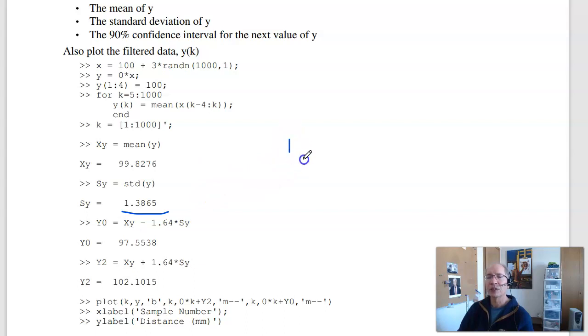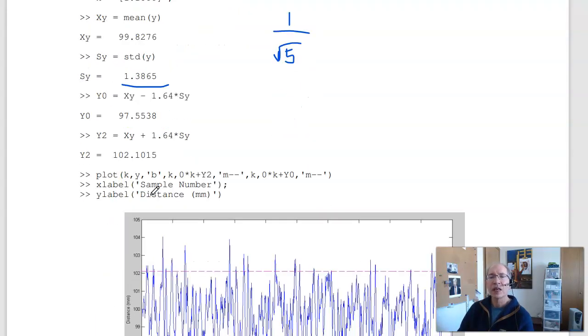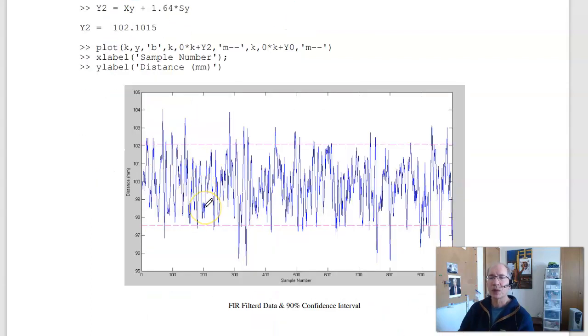And what it should do is when I take the average, it should drop by 1 over square root of 5. So take 3, divide by square root of 5, that's roughly 1.38, which checks out. If I then plot the data, or I want to find the 90% confidence interval, the next filtered measurement should be the mean plus or minus 1.64 standard deviations, should be between 97 and 102. So taking the average does help. It gives me a better measurement, less noise.